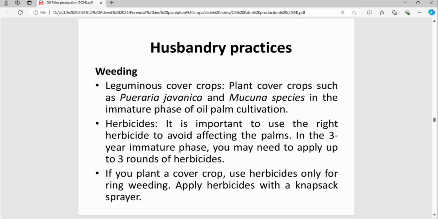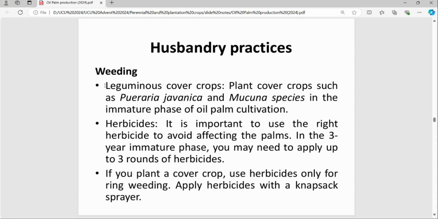We have talked about the cover crops where we use legumes because they fix nitrogen into the soil. So we can use mucuna species. We can also use Pueraria javanica, which is the Chinese arrowroot or the Japanese arrowroot. So these cover the entire area, but you have to ensure that you keep on ring weeding because they can end up creeping on the plant. So you have to keep on controlling them, and you leave the area around the oil palm about 60 centimeters free from weeds.